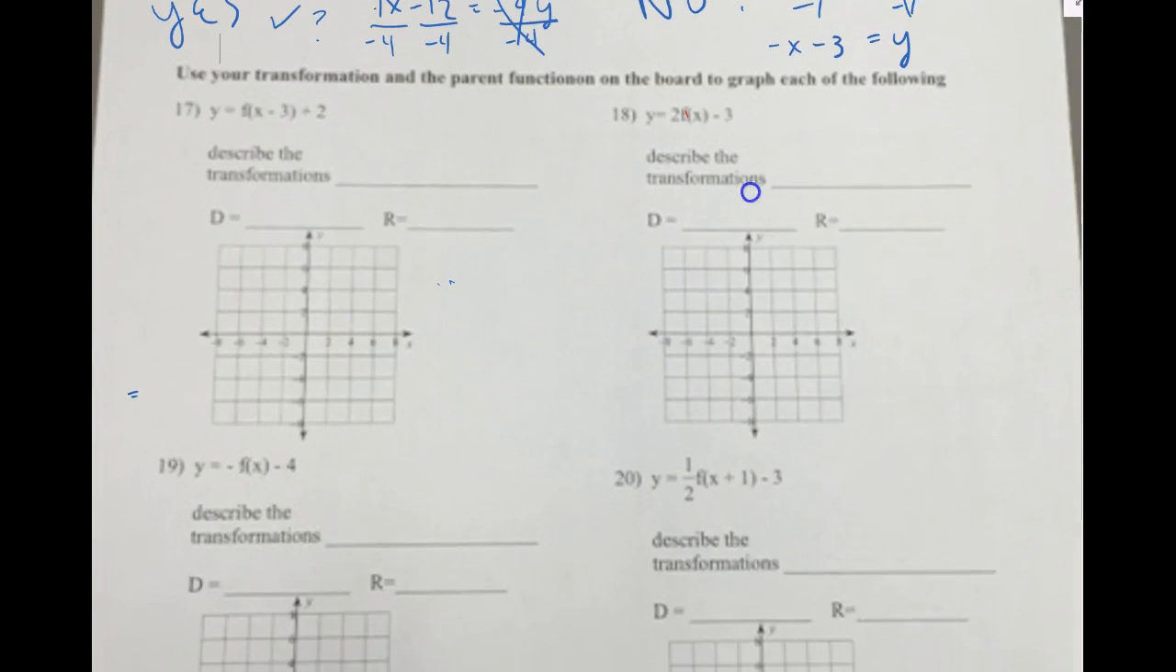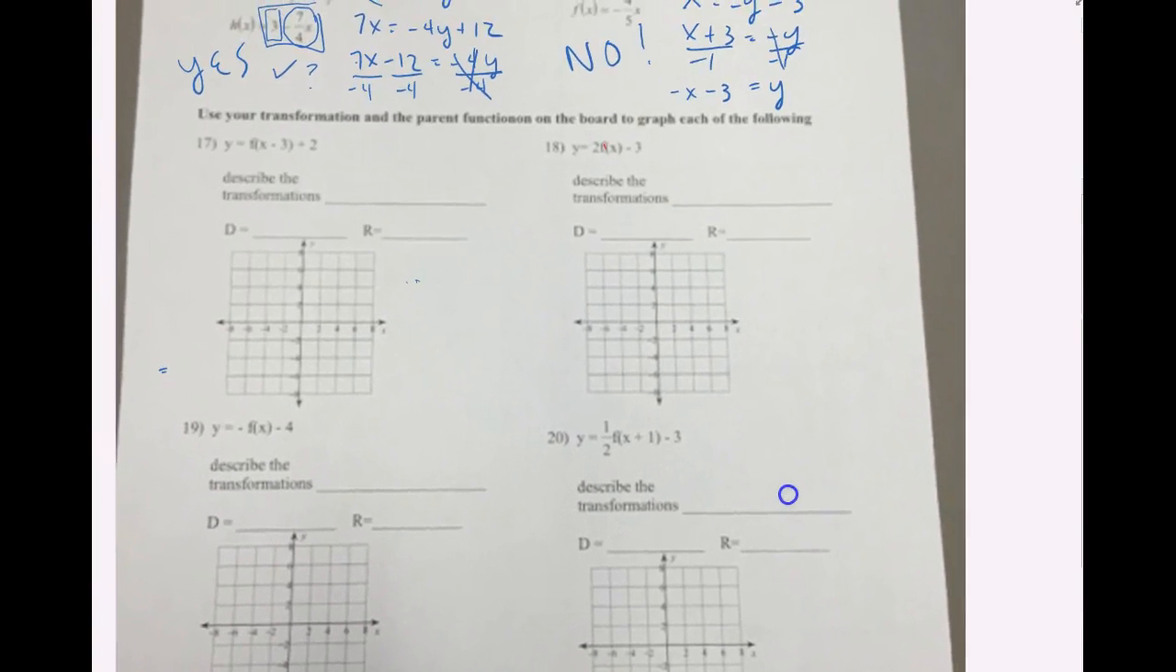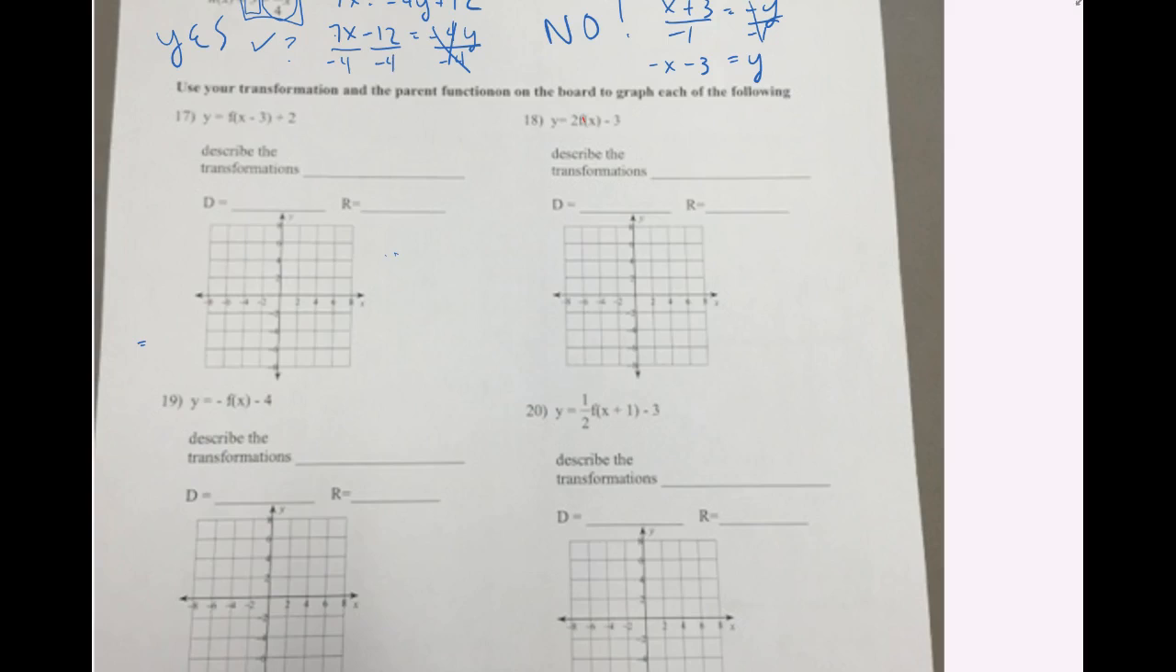All right, so moving on, describe your transformation and use the parent function on the board to graph each of the following. Well, bummer, there is no parent function on the board, so I cannot graph anything. This is unfortunate. Okay, so instead, let me see if there's anything else. I'll tell you what, I can't do any graphing or domain and range, but what I can do is make something up and then pretend that that was the same graph that you had to do.